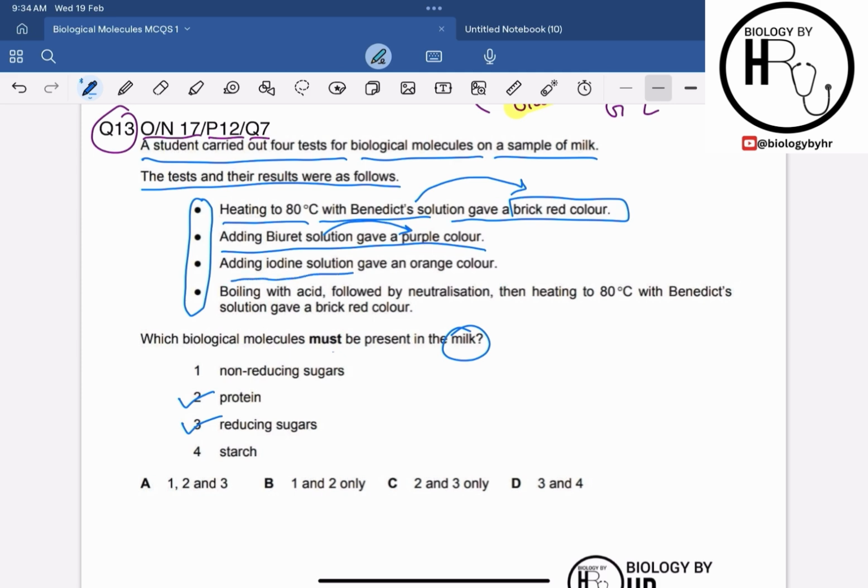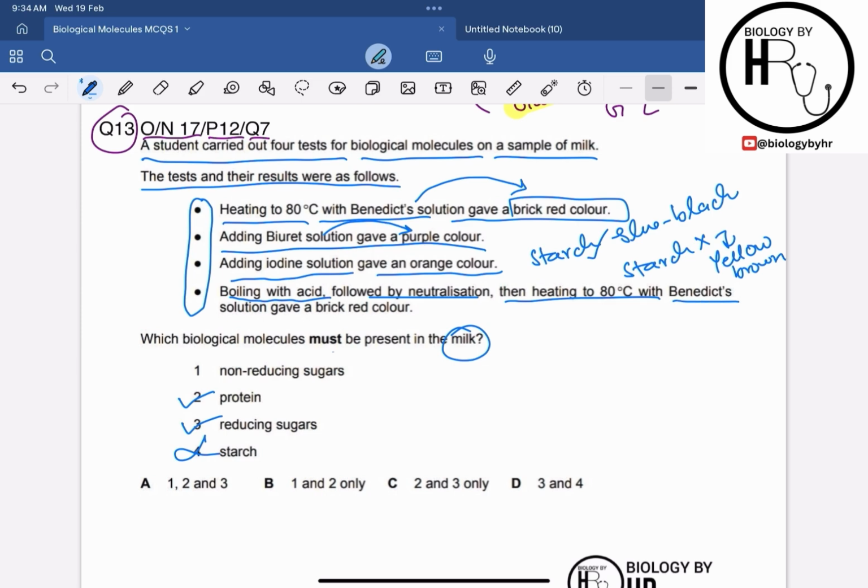Adding iodine solution gave an orange color. We know that if the starch is present, then a blue-black color is observed, but if the starch is absent, then a yellow-brown color is observed, and it can also go to the shade of orange, so the starch is not present. Boiling with the acid followed by neutralization, then heating to 80 degrees Celsius with the Benedict solution gave a brick red color.